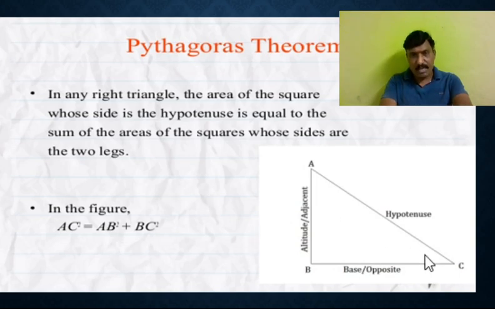So these lengths we have to substitute. If this is 3 centimeters and this is 4 centimeters, 3 square plus 4 square. This is 9 plus 16, which is 25. So AC square is 25, that is nothing but 5 square. So you will get this length as 5 centimeters. Like that we calculate the lengths of the sides of a right angled triangle.